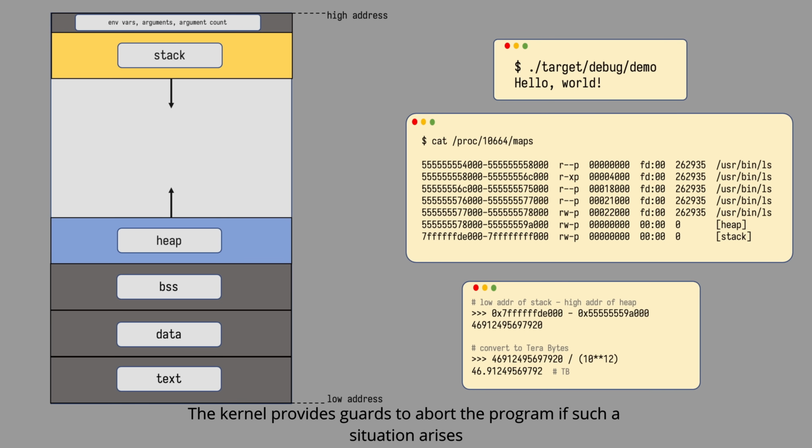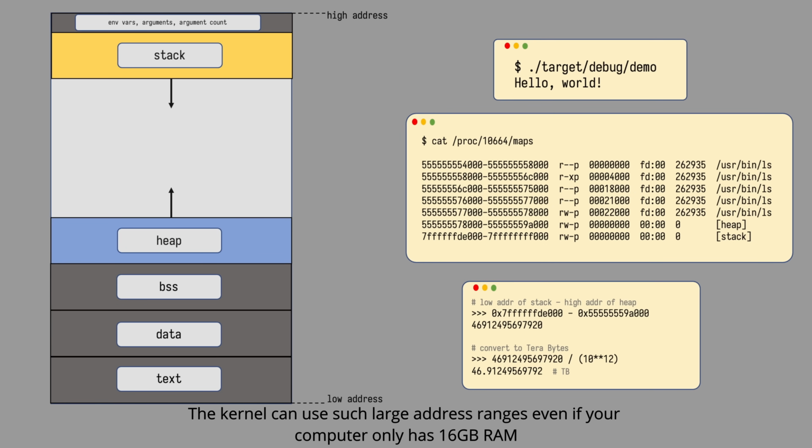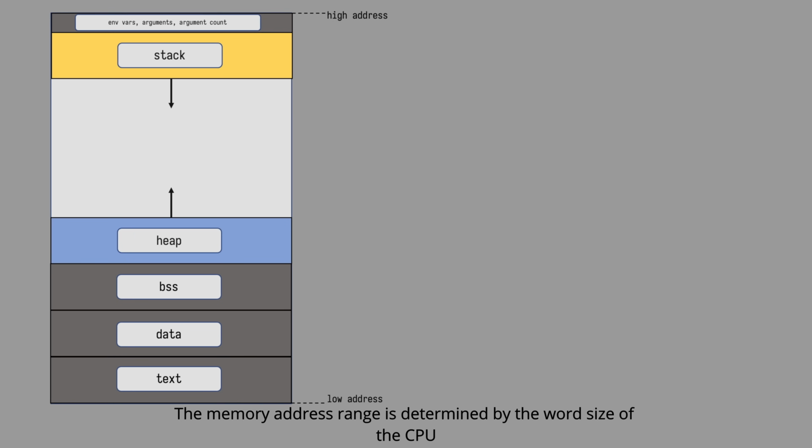The kernel provides guards to abort the program if such a situation arises. Note that these are virtual addresses. The kernel can use such large address ranges even if your computer only has 16 gigabytes of RAM. The virtual memory is only mapped to the physical memory when your program uses them. The memory address range is determined by the word size of the CPU.